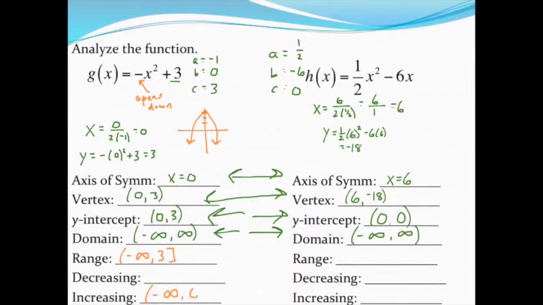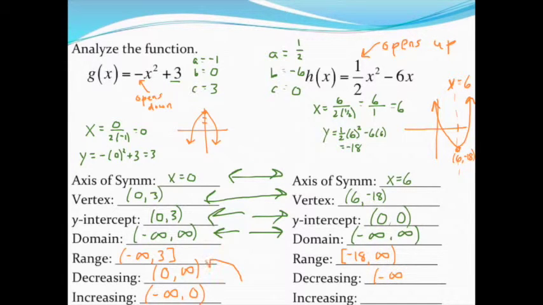So you'll notice I also noted whether the parabola opened up or down when I made my sketch. For my range on that first one, notice that my range went from negative infinity, the low point, to the high point, which was positive 3. My decreasing interval was 0 to infinity, and then where I was increasing was negative infinity to 0. Remember, those use x values.